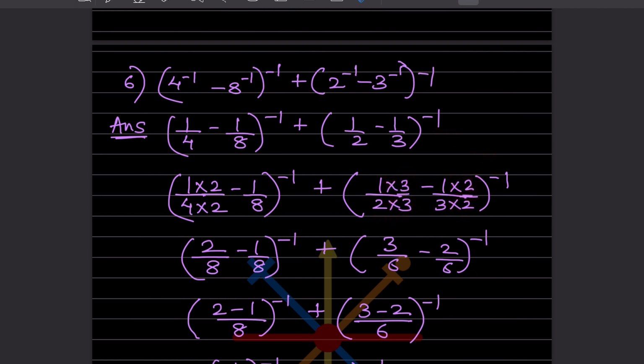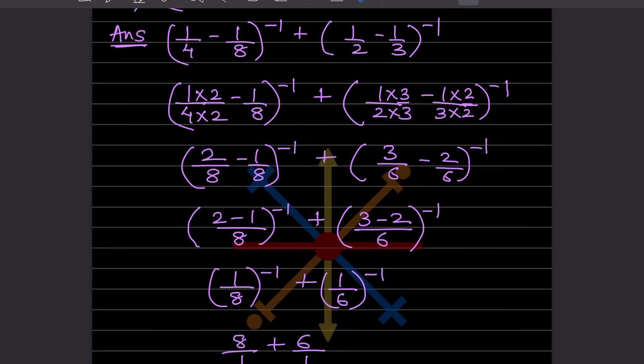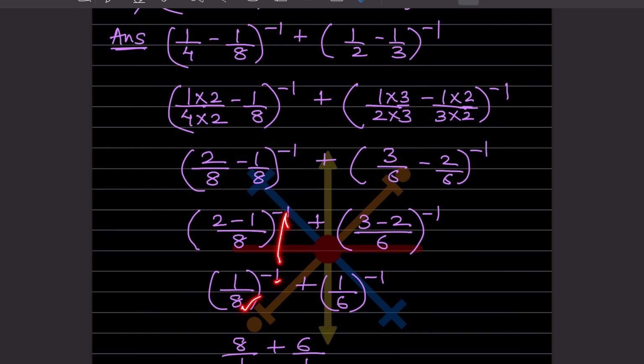Now look at here. So now both places you got 8. So what are you going to write here? 2 divided by 8. Again this 1 divided by 8, this as it is. Here what are you going to write? 3 divided by 6, that is here. Again here 2 divided by 6, which is here. So now you can see both places the LCM is the same, the numbers are the same. So now 2 minus 1 is 1 by 8. Again this same, 1 by 6, this same.